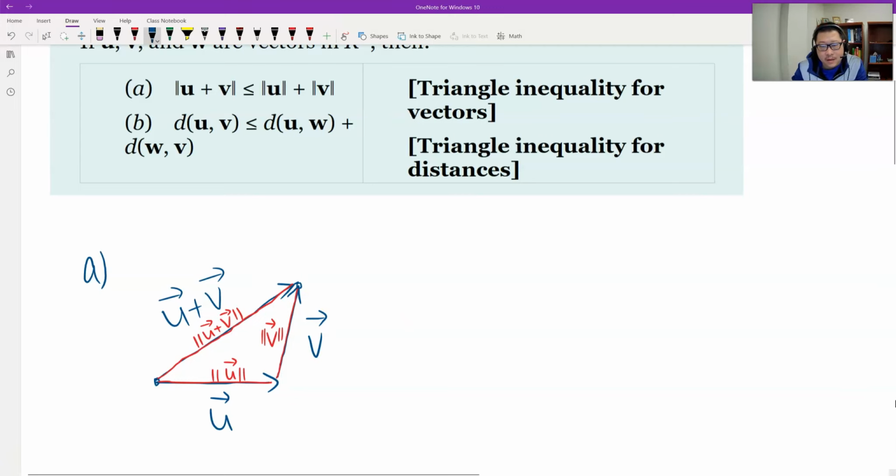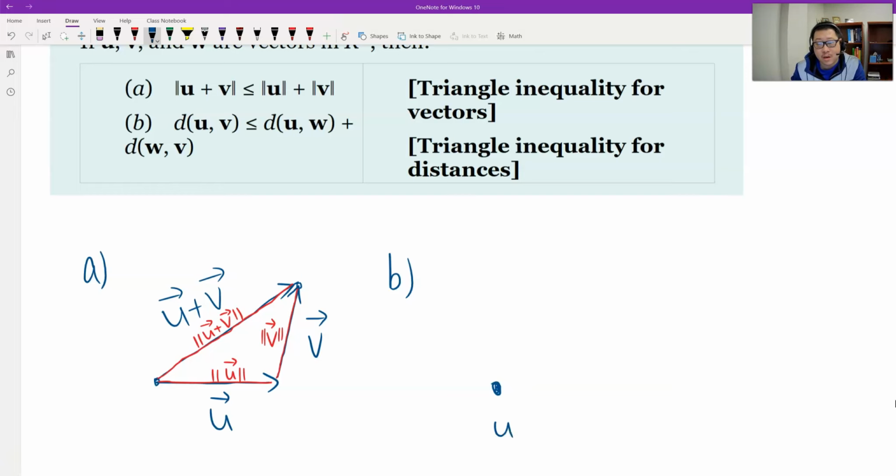B is the triangle inequality for distance. This time let's see the vector as a point in space, a point. From the origin to the terminal point, we form a vector, right? I just ignore the origin; what I draw is just the terminal point.